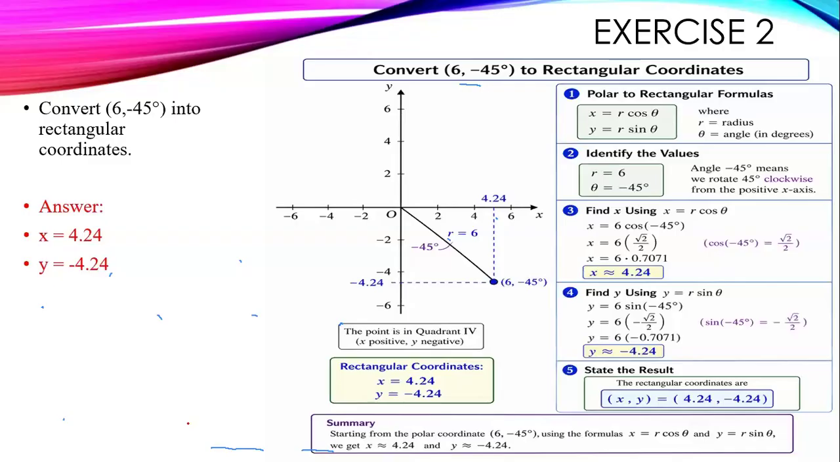Theta being negative 45 degrees. So we do simple substitution, and our first value, x, is approximately 4.24. Same thing, we work with our y. y is equal to r sine theta. We substitute our values, and y is equal to negative 4.24. So now we have our rectangular coordinates, x being 4.24 and y being negative 4.24. And that is how we are able to plot our points on our graph. Next.